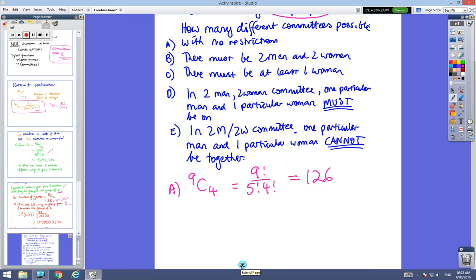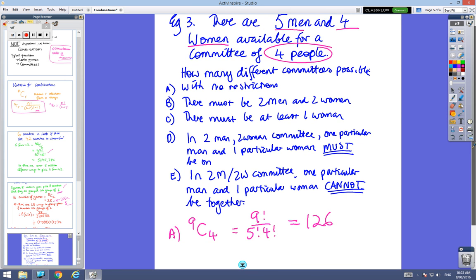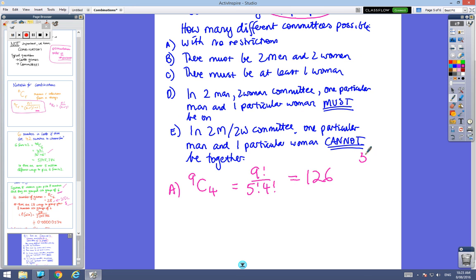Okay, so the next question: there must be 2 men and there must be 2 women. Just to remind ourselves, I have 5 men and 4 women. So in part B, for the men's selection, I want 5C2, I have to pick 2 from 5. And for the women's selection, I've got 4C2. So we have our 4 people, 2 men and 2 women, from 5 and from 4.